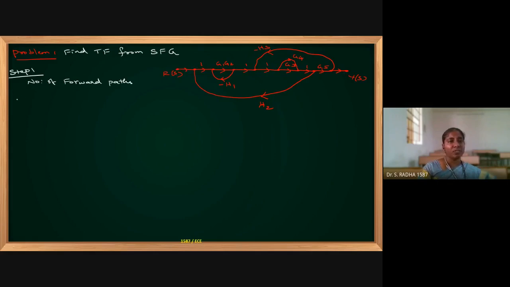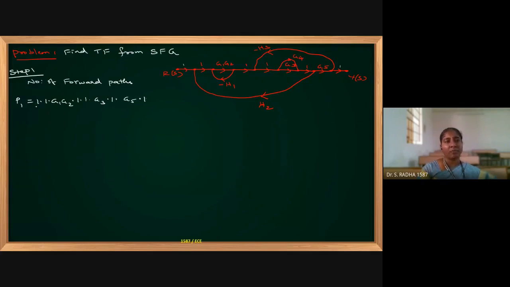Okay, so for the first forward path, I will write the gains. We are having 1 over here. No gain means here 1. The last one also 1. So 1 into G1, G2 into 1 into G3 into 1 into G5 into 1. Okay, so I have reached Y of S.